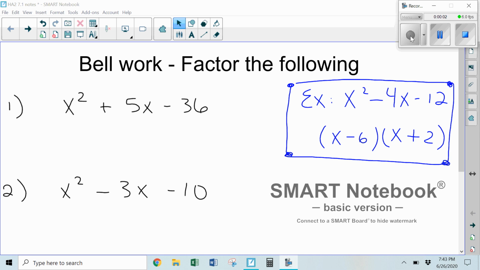Hi guys, we're into Unit 2 now. We're starting with Section 7.1. I have two bell work questions here, so these are not in your book, so if you want, you can write them down on the side, or you can get some scratch paper.